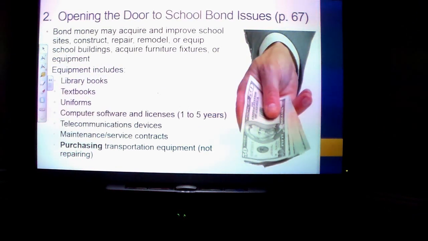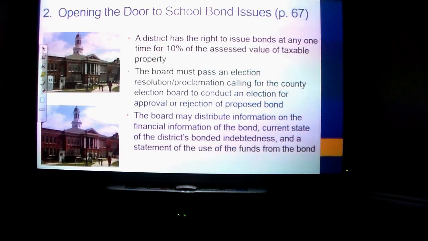So bonds can acquire and improve school sites, things like library books, textbooks, uniforms, computer software and licenses, anything like that. Purchasing transportation equipment, not repairing, can be done with bond money. So a district can issue bonds at any time for up to 10% of the assessed value of taxable property in the district. So that's a lot of money in some of these districts.